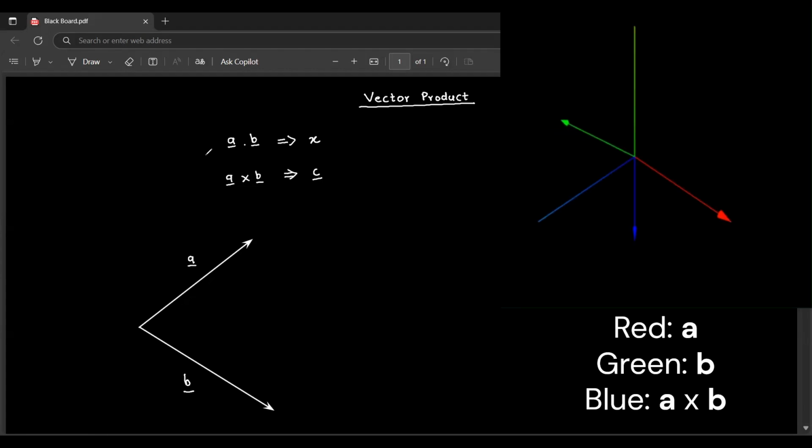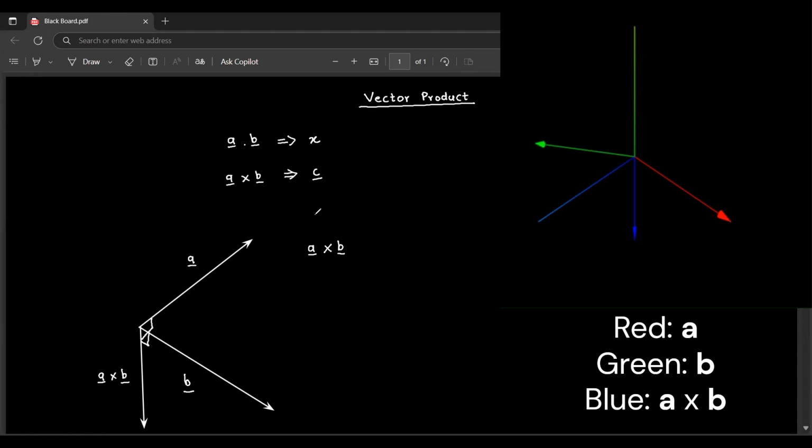The order matters. If you are finding A cross B and you apply the right hand Fleming's rule, A will be depicted using the index finger and B will be depicted using the middle finger. Your thumb will depict the vector product A cross B, or C in this case, and that will be perpendicular to B as well as A.